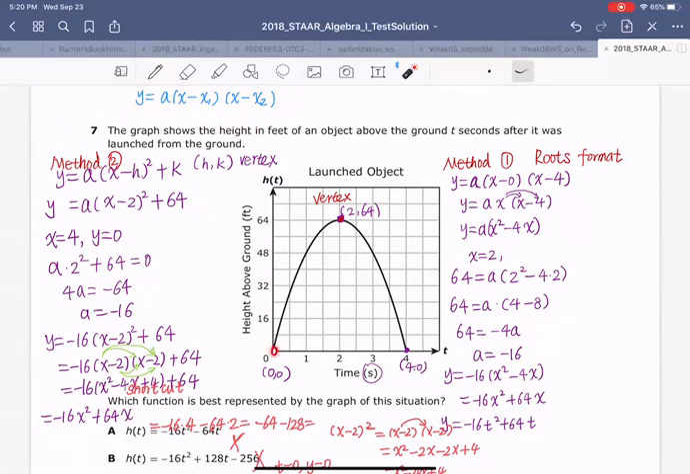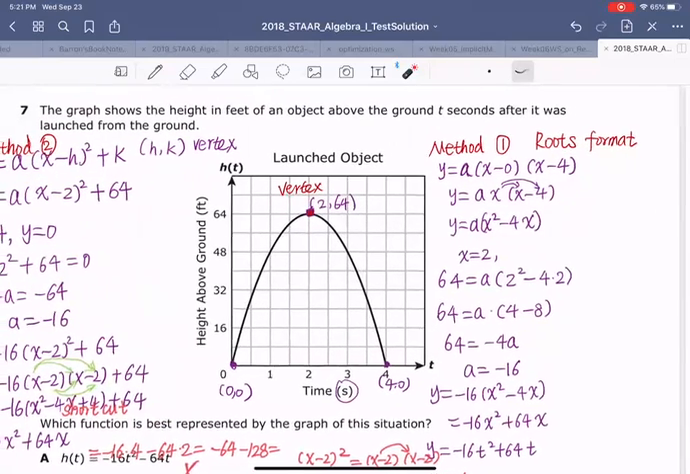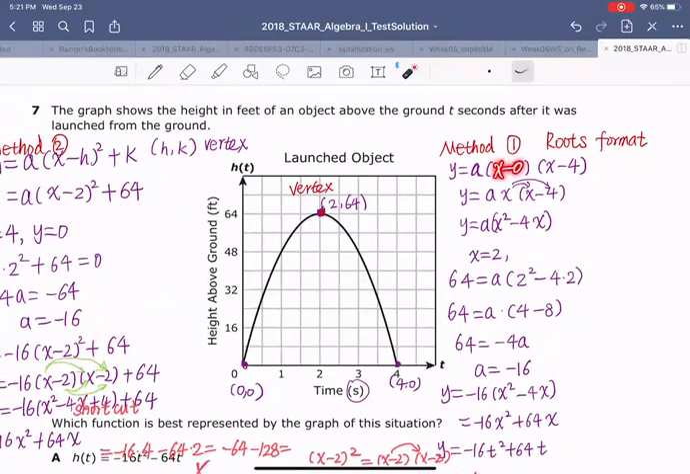If you have 2 roots, then you can write the function like this. One root is 0, one root is 4. So you can do a times x minus 0 times x minus 4. Does that make sense? So this is x minus 0, which is x. So a times x minus 4, right? So this becomes a times x squared minus 4x, correct?